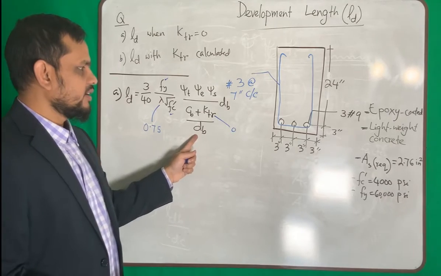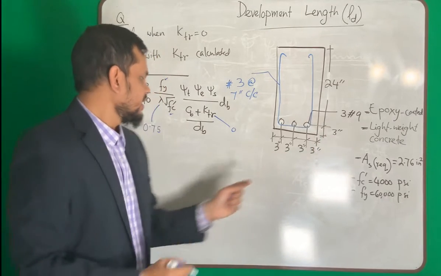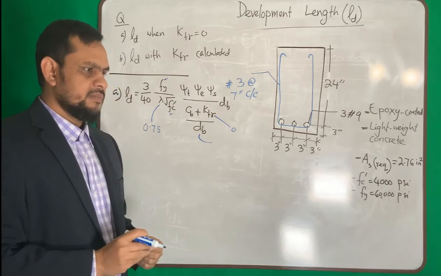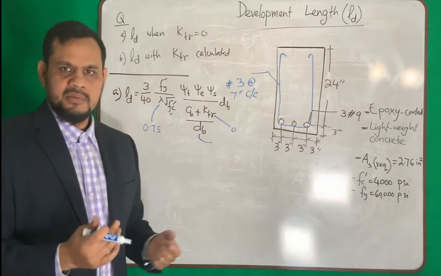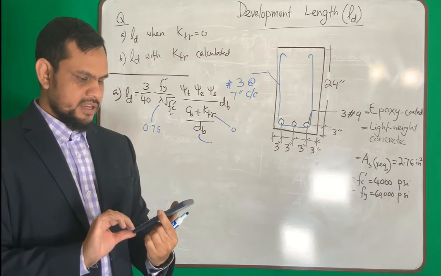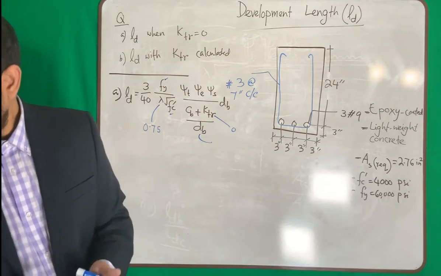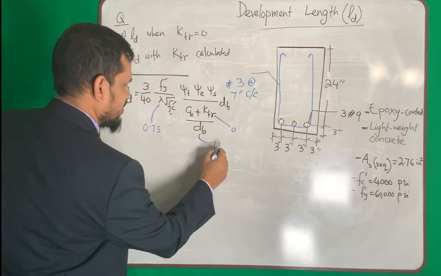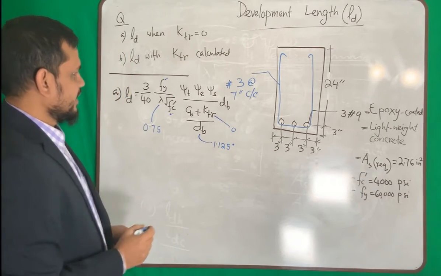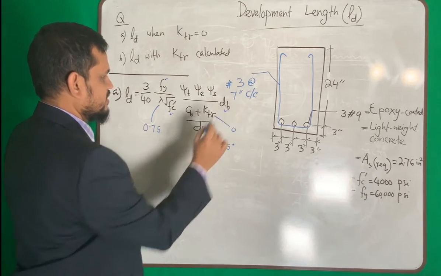Diameter of the bar, number 9 bar, right? So number 9 bar means diameter, if I can remember, I cannot remember actually. I can use my calculator. It is 9 divided by 8, 1.125. So 1.125. Okay, so same thing here also. This is done.